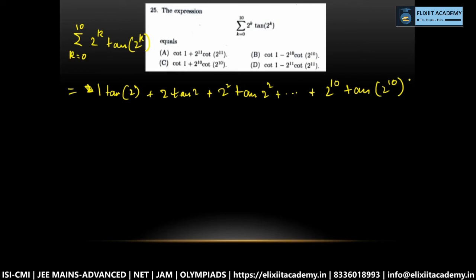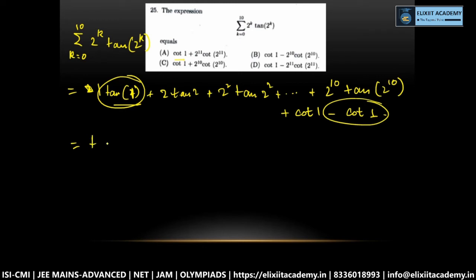So in the options, you can see there is one extra cot 1, right? So there is one extra cot 1 in each of the options. What you can do is, let's take one extra cot 1 and then subtract cot 1. Obviously, we can do this. And from here, what you're getting is this is tan 1, and this cot 1, minus cot 1.